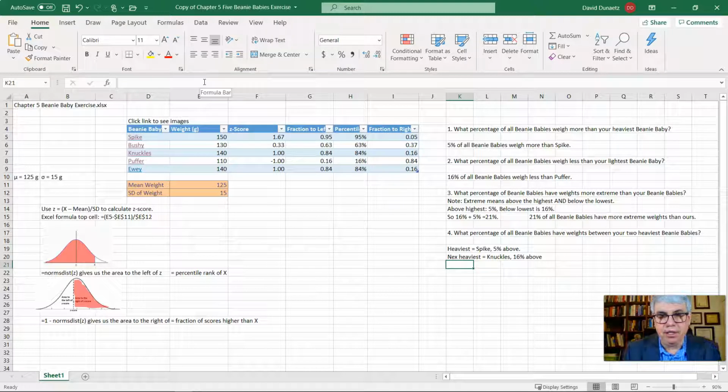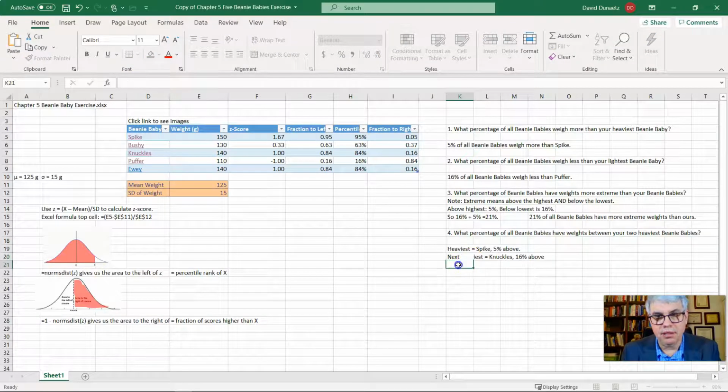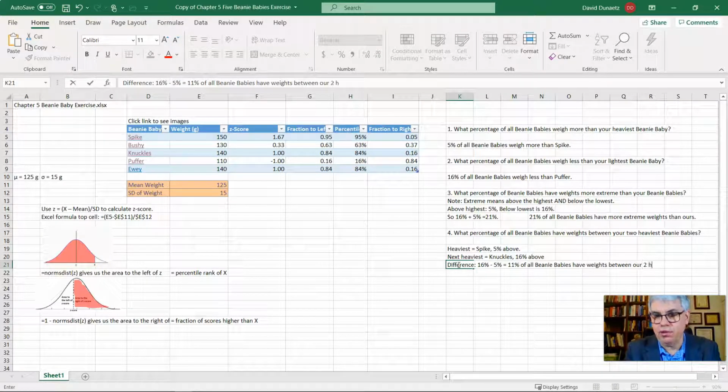So we want to find the difference between the two. The difference is going to be 16% minus 5%, and that's going to be 11% of all Beanie Babies have weights between our two heaviest. So I took the 5% from Spike and the 16% from Knuckles, and I subtracted Spike's 5% to indicate that there were 11% of all Beanie Babies between the two heaviest.